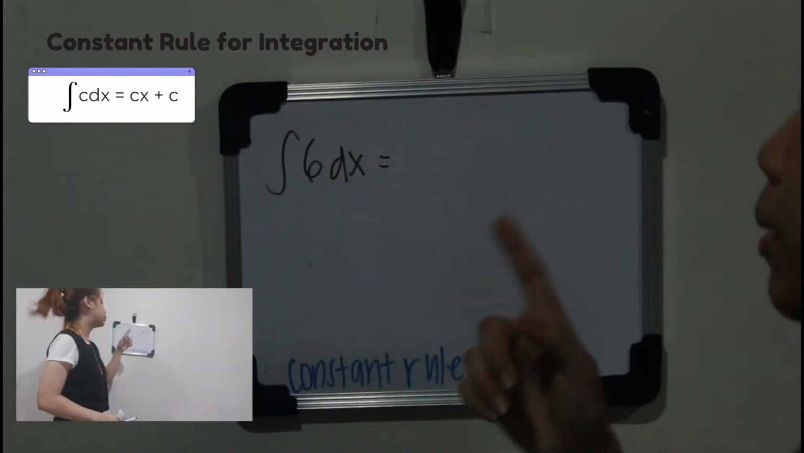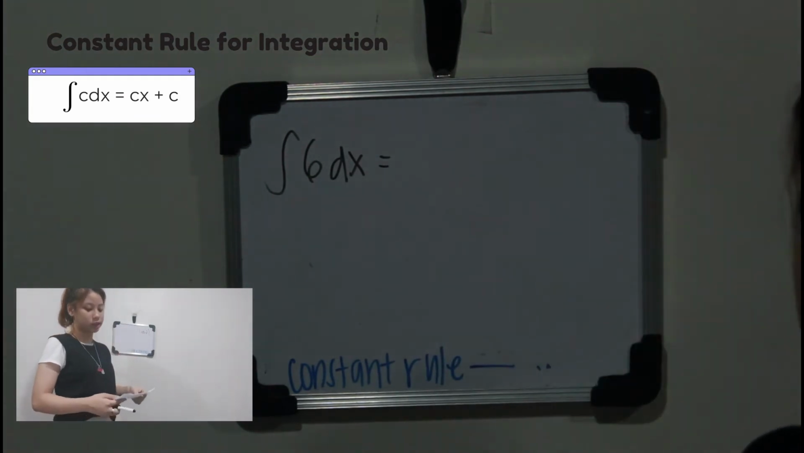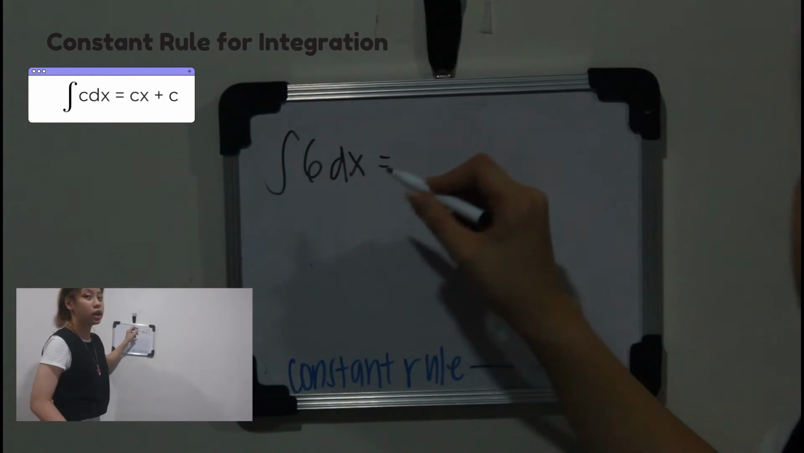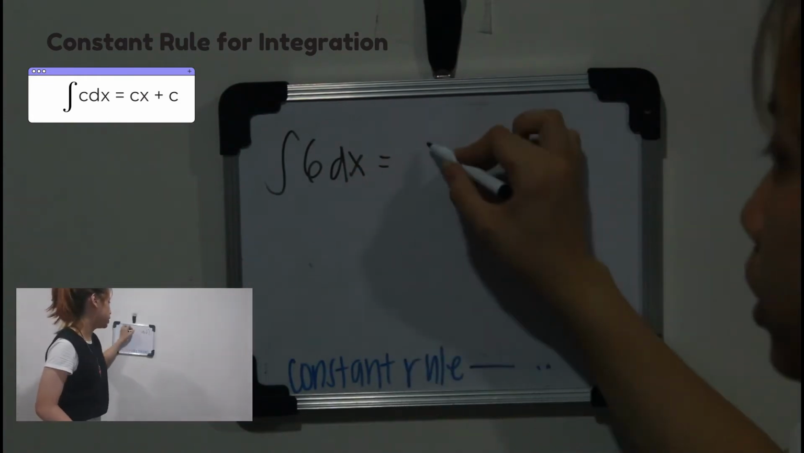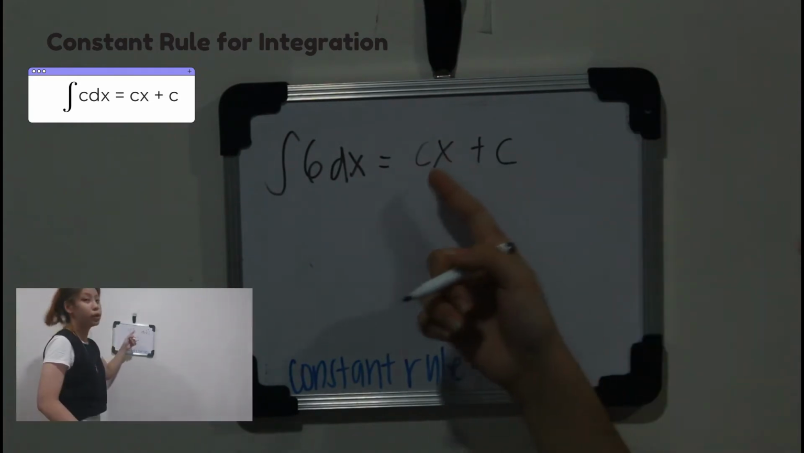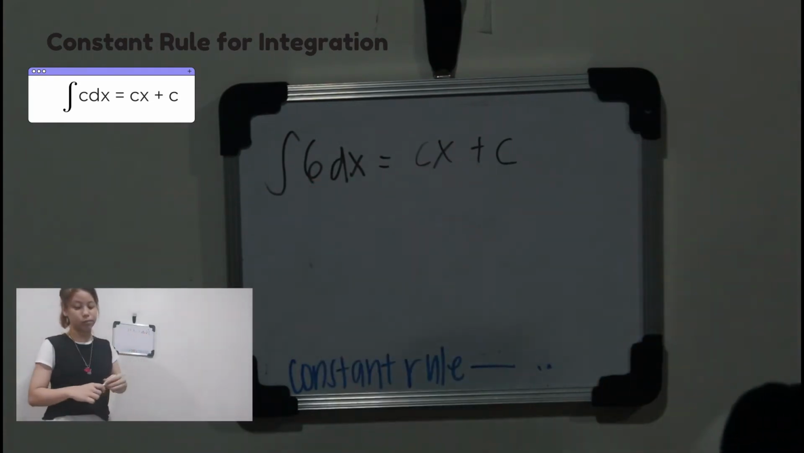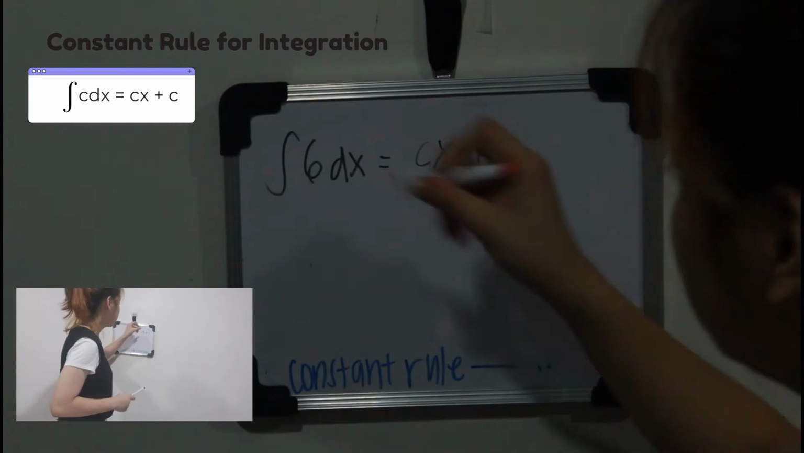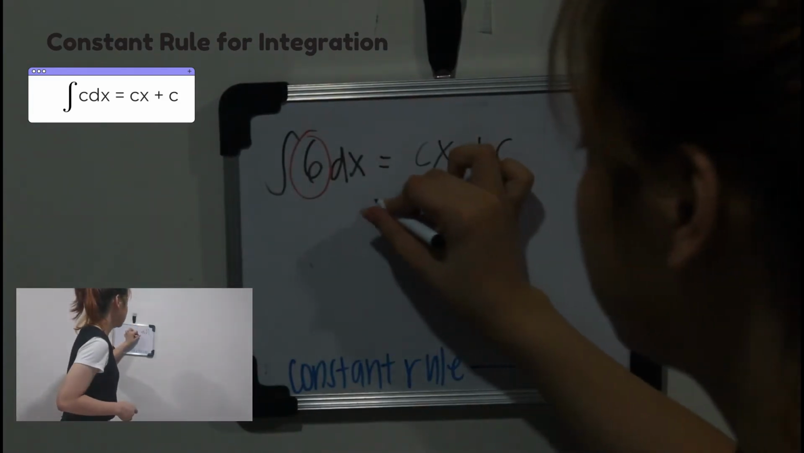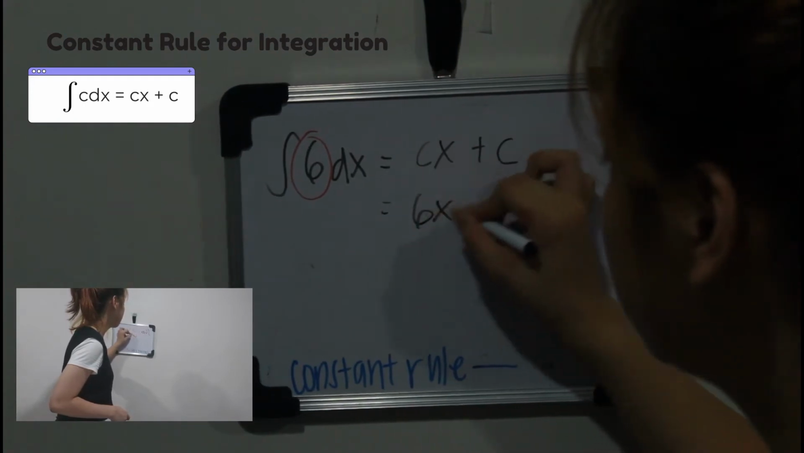So, first example is the integration of 6 dx. From what we remembered from the formula earlier, the integration of a constant is equal to cx plus c. We have to identify what our c is here, and it is the number 6. So, we'll just substitute it. So, this is equal to 6x plus c.